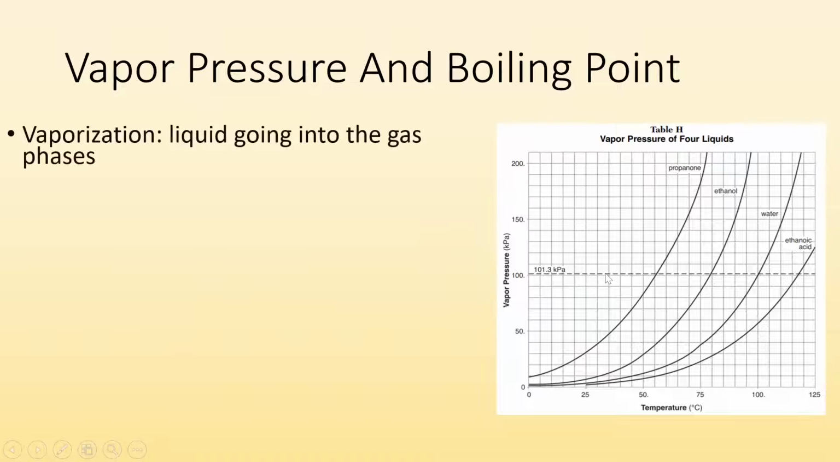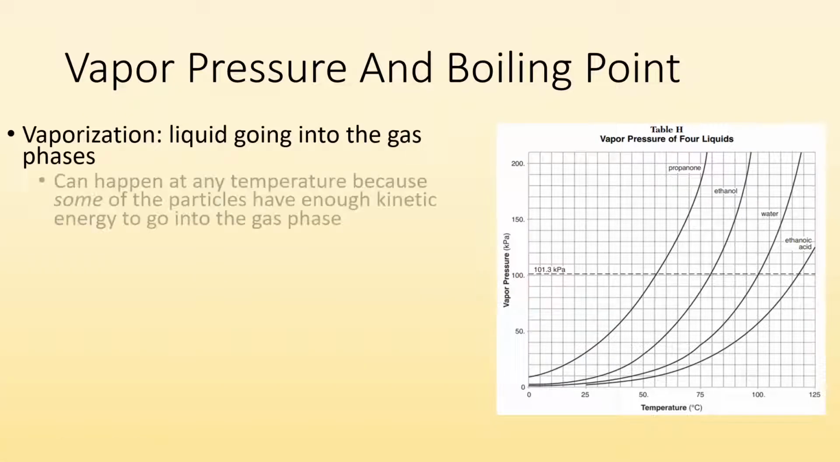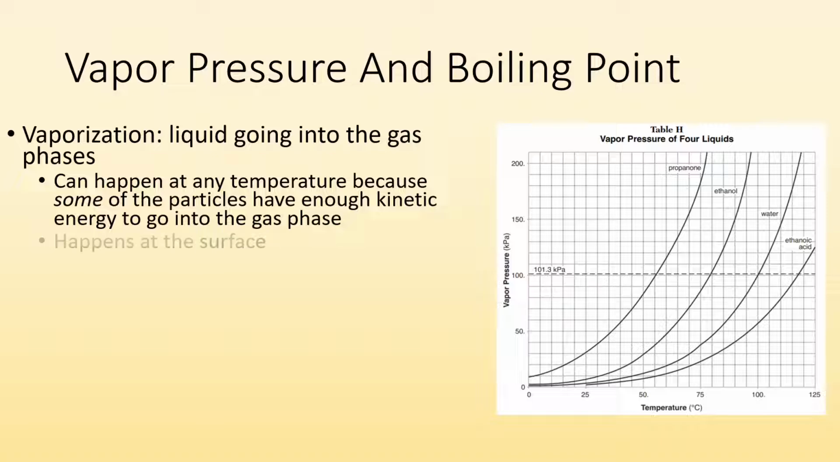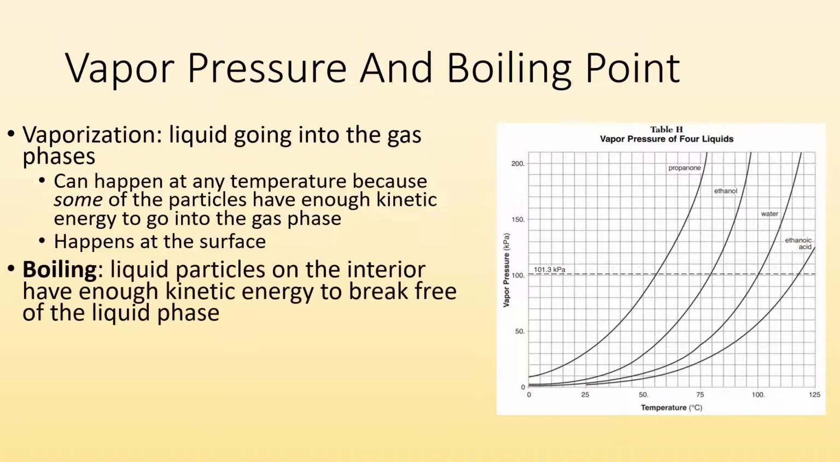So vapor pressure and boiling point. We know vaporization is when we have a liquid going into the gas phase. This can happen at any temperature because some of the particles have enough energy to go into the gas phase. Things evaporate. This happens at the surface.